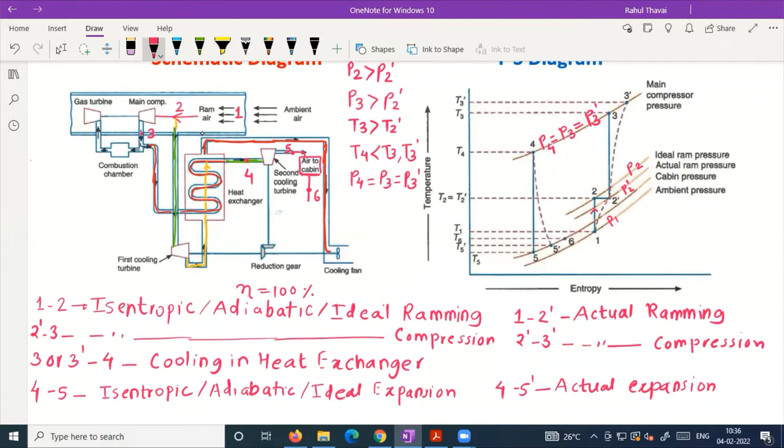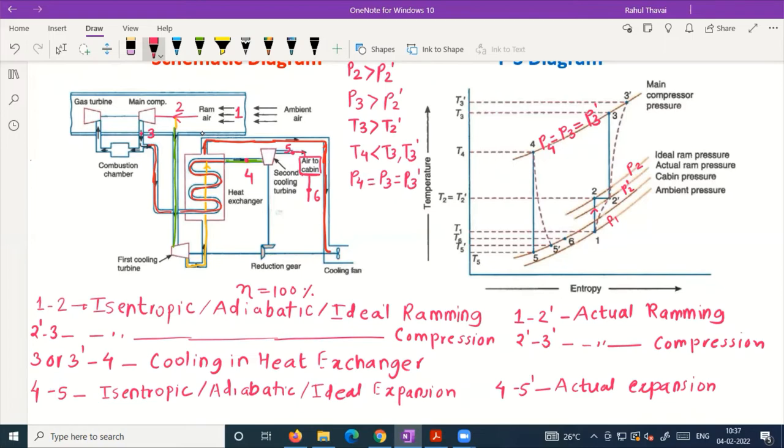Whatever air comes out at point number 5 is supplied to the cabin. It is cooled air, so it is going to abstract heat from the cabin. As a result, the temperature of the air increases. The initial temperature was T5 or T5 dash, and it will increase to T6. The value of T6 is greater than T5 or T5 dash.